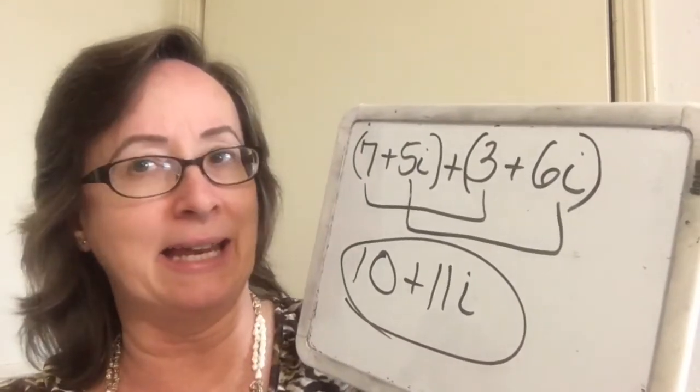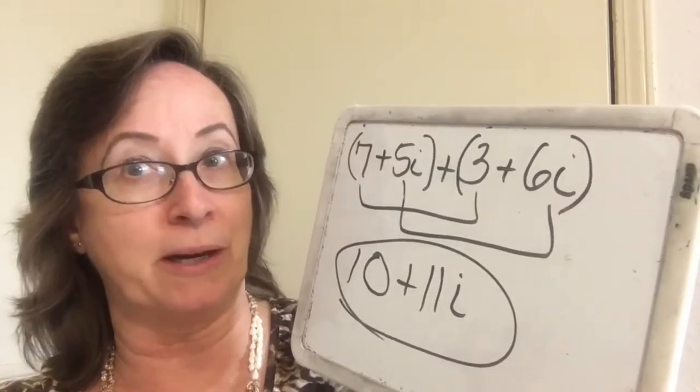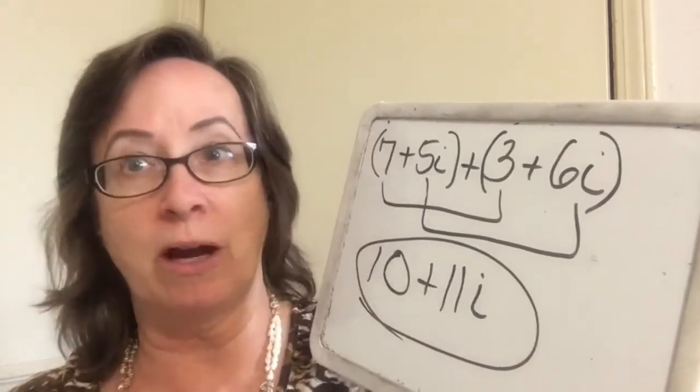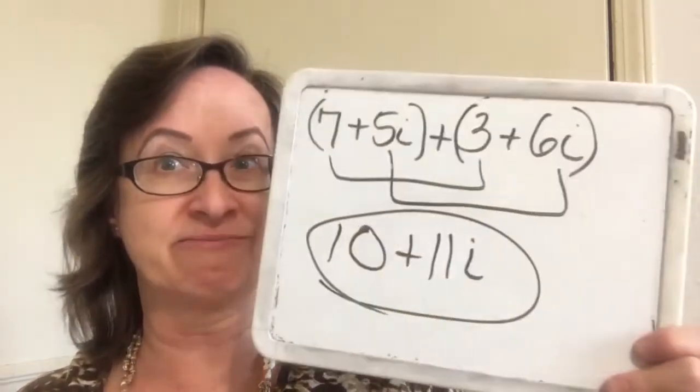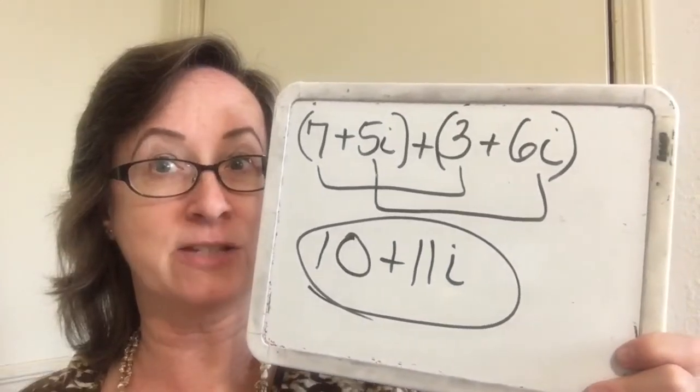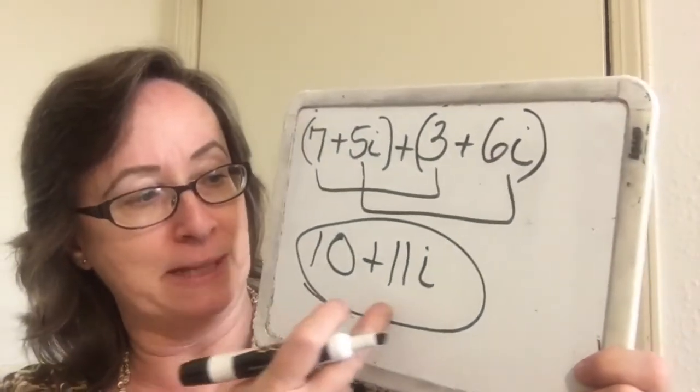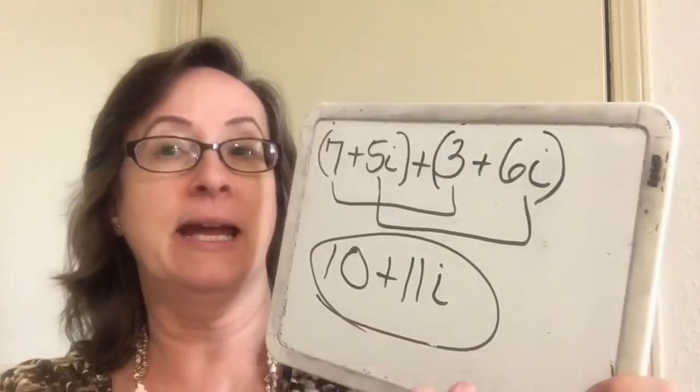So when I'm adding, I simply add the two real parts together and the two imaginary parts together and put it in complex form. See, it's in my a plus bi, my real part and my imaginary part.